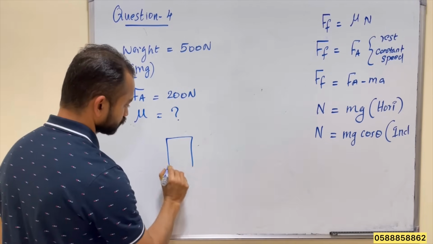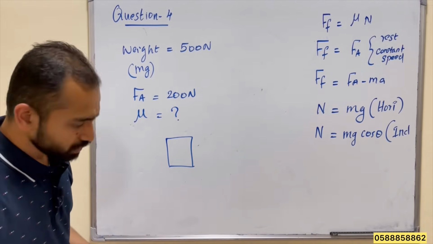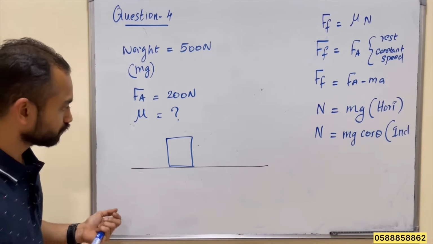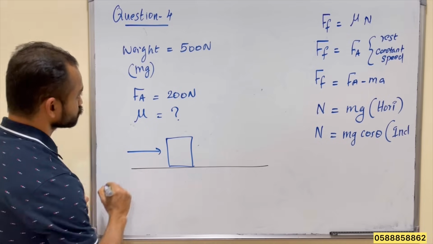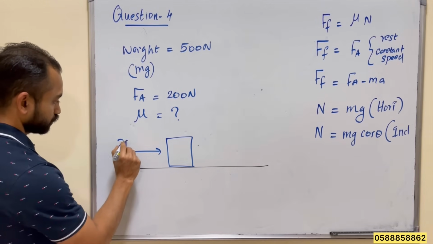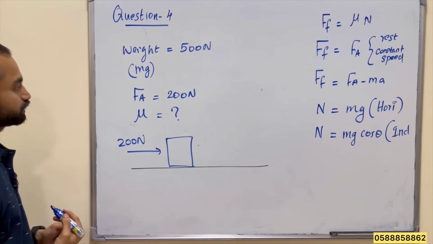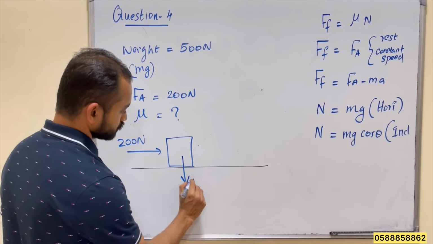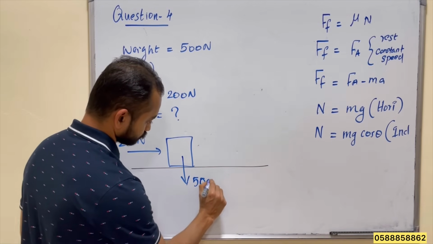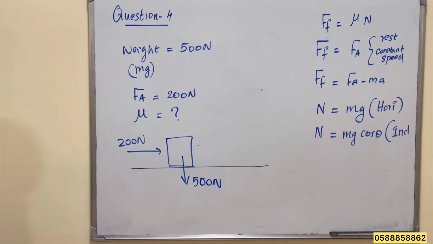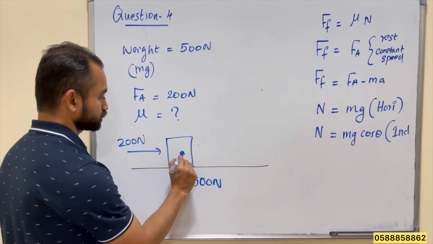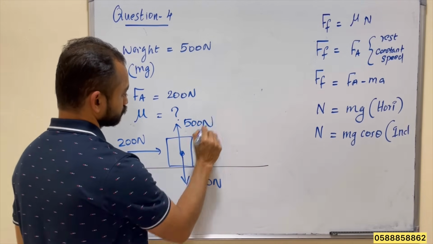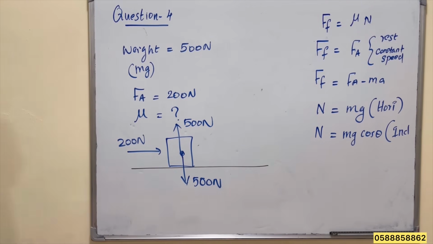So there is a block here. This block is on this floor. Ahmed is pushing the block. Ahmed is applying a force. How much force is Ahmed applying? 200 Newton force Ahmed is applying on the block. What is the weight of the block? The weight of the block is 500 Newton. So normal force will be how much? Normal force will always be equal to weight, 500 Newton, because the surface is horizontal.